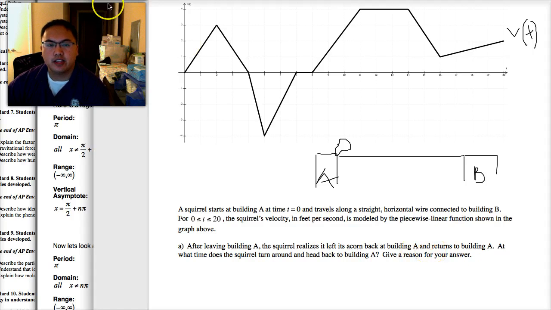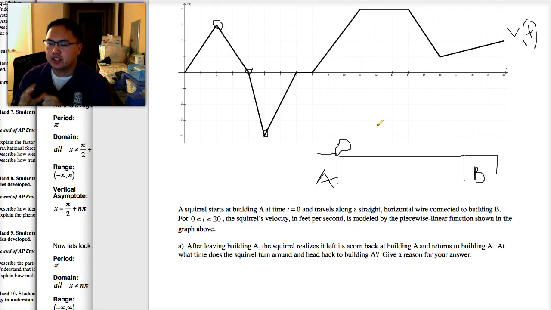So looking at his speed, I'm trying to figure out when he turned around and headed back to building A. I'll give you two options. Some people will say it's this one, some people say it's this one, and some people say it might be this one. So when does the squirrel turn around and come back to building A? Let's think conceptually. If you're a squirrel or a regular person and you're running, and you forget something, so you have to stop and go back and get it, right?